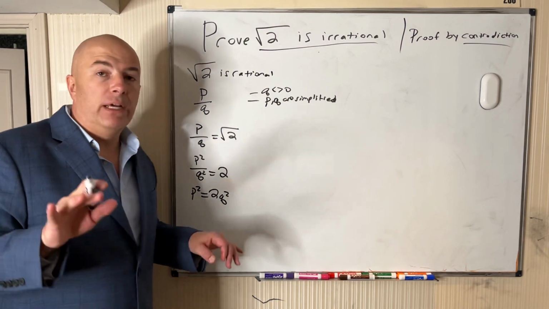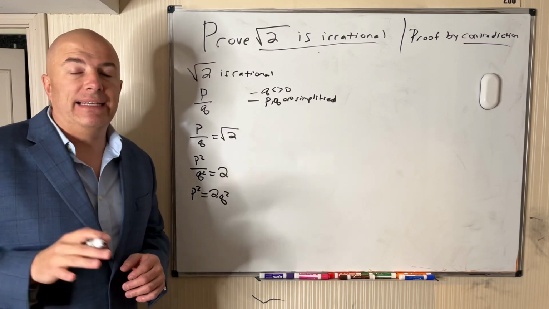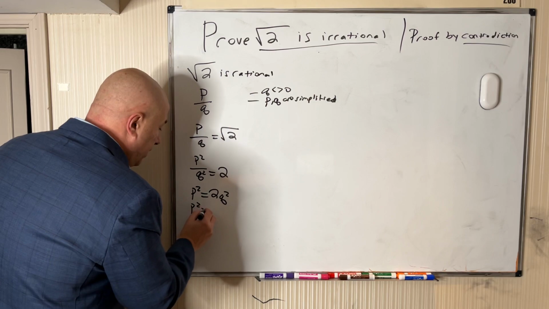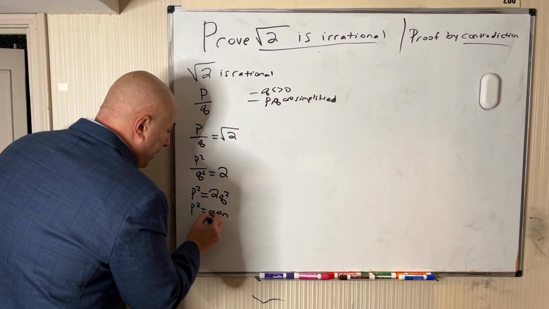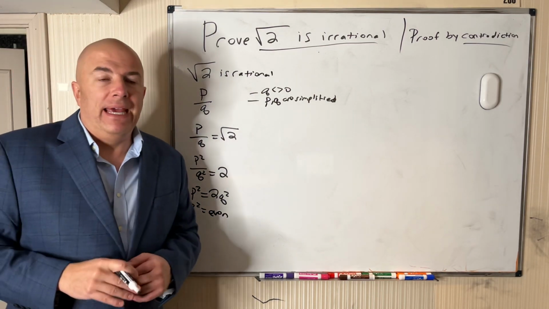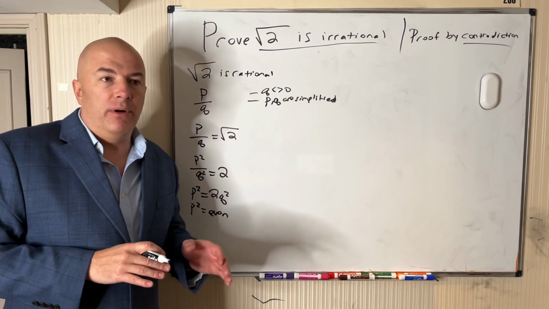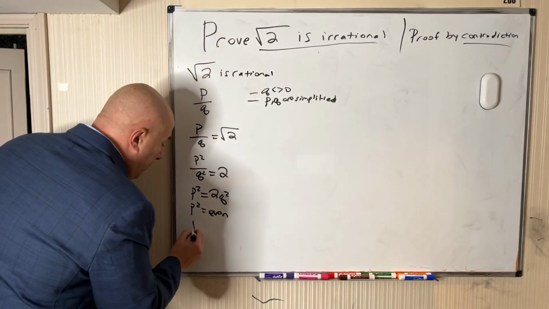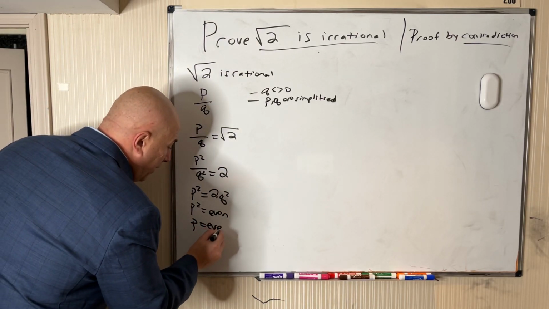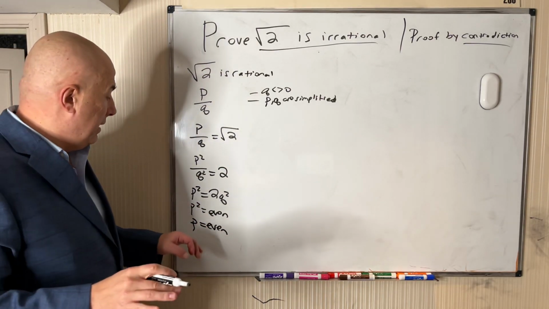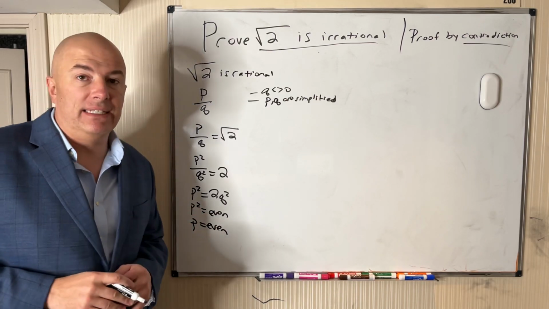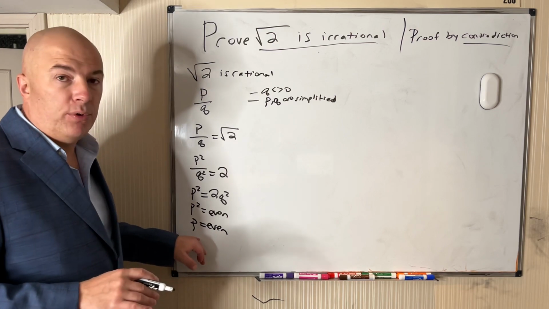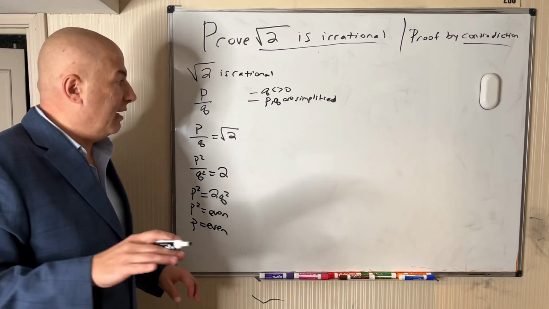If P squared equals 2Q squared, then that tells you that P squared is even, because we've got the 2. P squared is even. But we can take this a step further. If you multiply an odd number by an odd number, you always get an odd number, which means P must be even as well. Because P times P has to be even, which means P is even. So this is the first part of this proof that I want you to stop and think about.